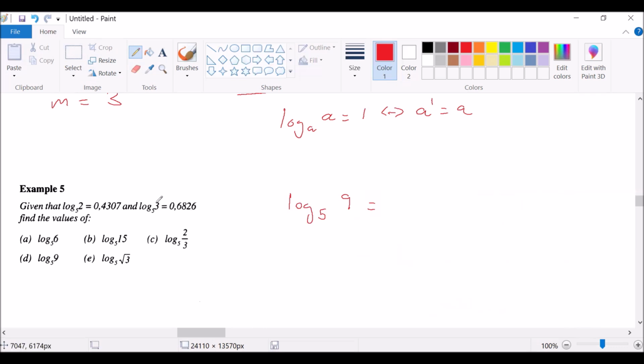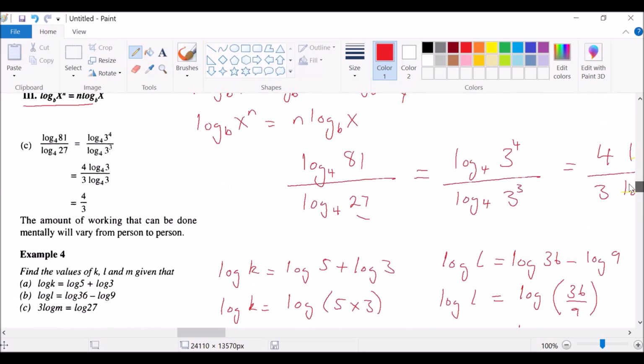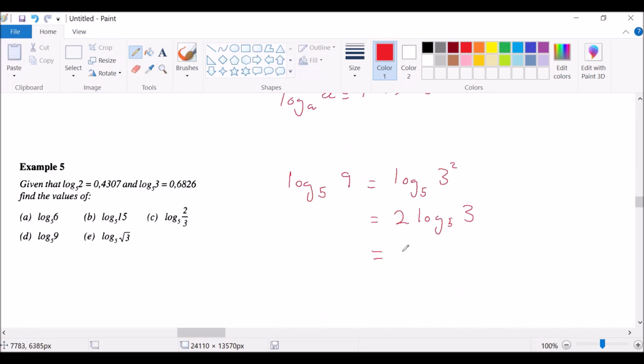For D, log to base 5 of 9. 9 is a power of 3, so we can say log to base 5 of 3 squared. Since 9 is 3 squared, we can use this, which is equal to dropping the power to log to base 5 of 3. Here we have used the third law, which is 2 times log to base 5 of 3, which is 0.6826, which will give us 1.3652 as our answer.